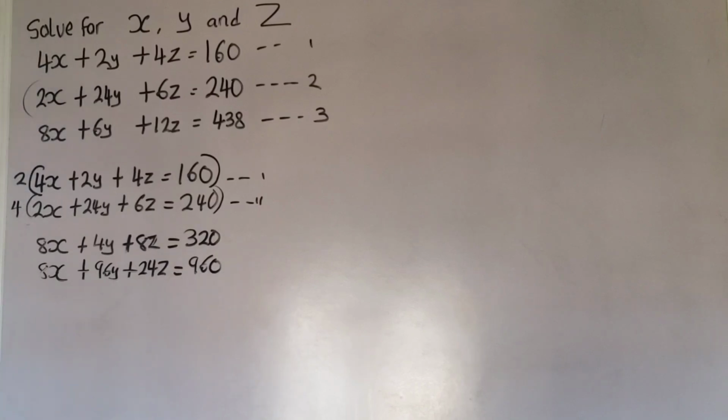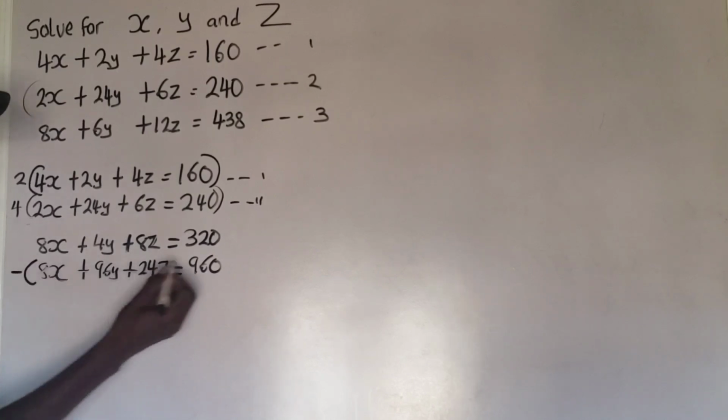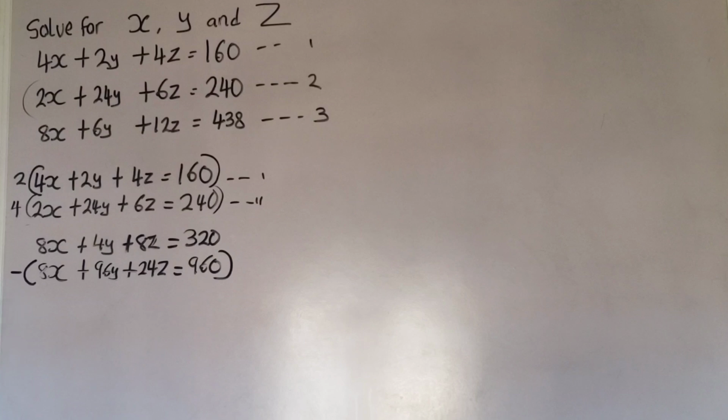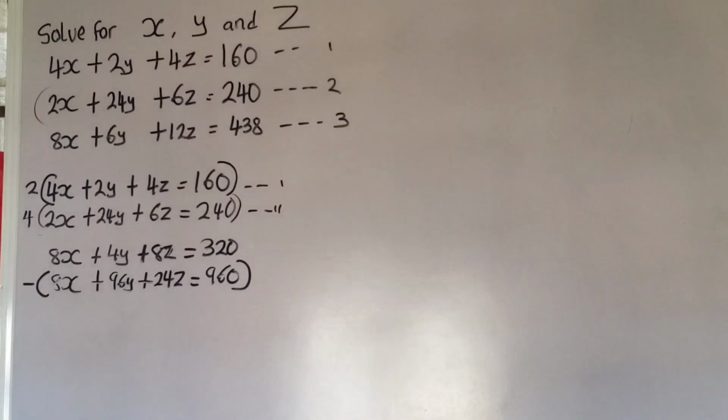So I'm going to have 960 in this place. Do you understand? You can see that the value of x is now the same. For this equation I have 8x here and I have 8x here. The next step is to subtract this equation from this equation. That's why I have a negative sign. Do you understand? 8x minus 8x, that is what?